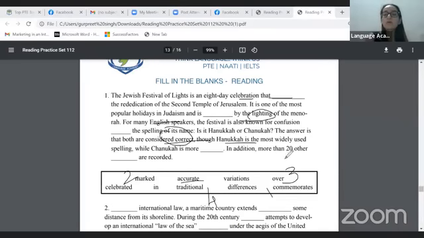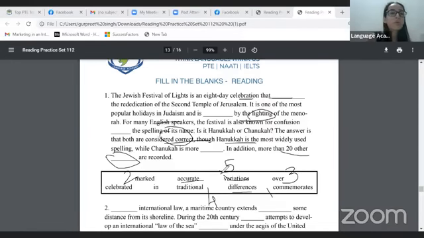In addition, more than 20 other dash are recorded. So 20 means plural noun. 20 other differences or variations. Better to go with variations, because differences is when we compare the things with each other and we find out the difference. Variations means we have different types of spellings. That is variations. Right? Is it clear?